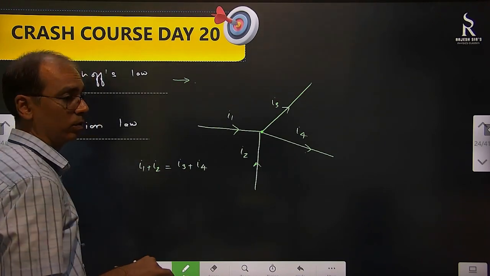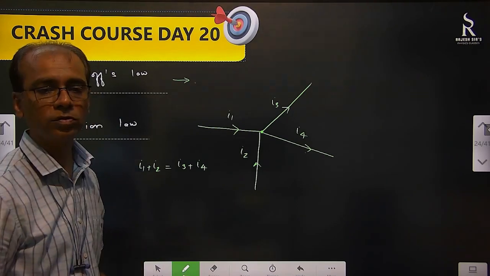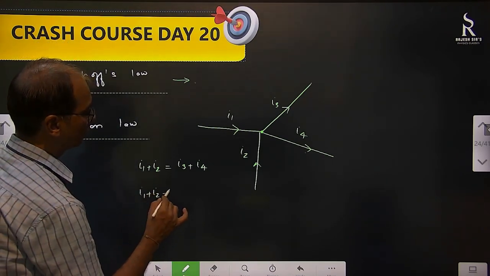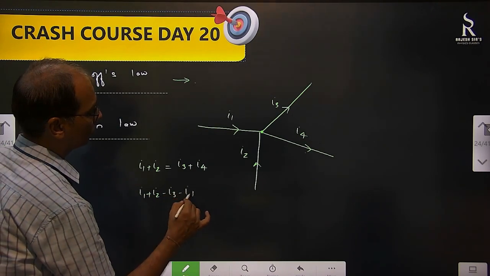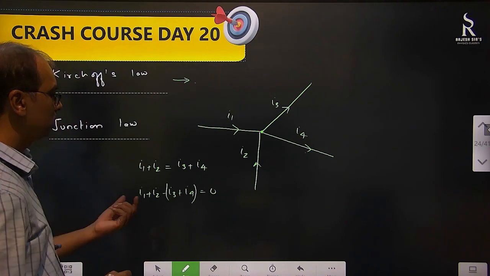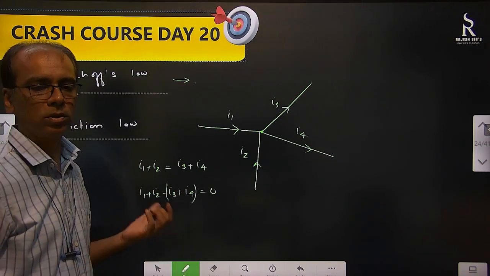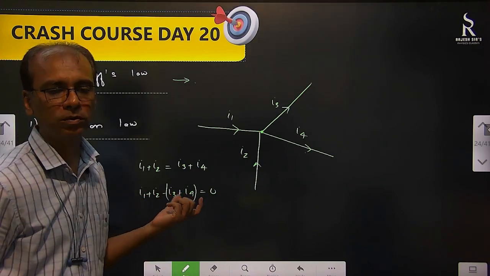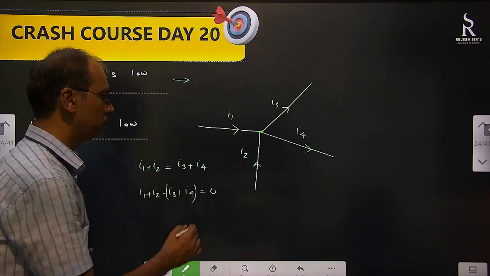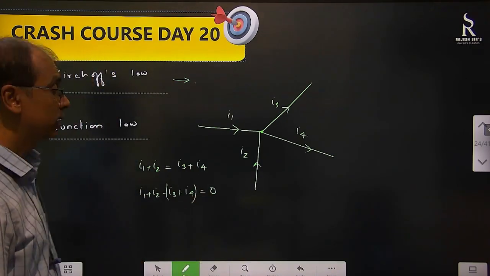And the first one was what? At any junction, the sum of all the currents is equal to 0. That's also fine. I1 plus I2 minus I3 minus I4 equal to 0. Correct or not? Because these two are coming in and these two are going out, a convention has to be there. So incoming we take as positive, and outgoing we take as negative. The sum of them all should be equal to 0. This is the junction law. Let's see its applications.